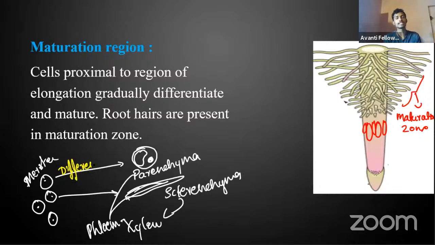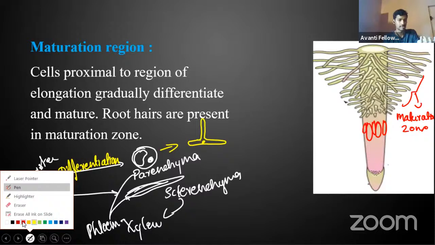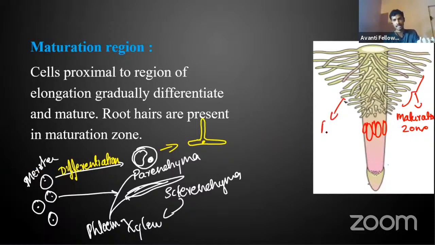We will study differentiation, dedifferentiation, and redifferentiation again in plant physiology. Don't take tension about these things. Just remember, a cell which is giving rise to another permanent kind of structure, we normally call it differentiation. So in this region, cells will differentiate and also give rise to cells of a cilia-like nature, which we refer to as the root hairs. If someone asks where you can find the root hairs, you can say they are found in the maturation zone.